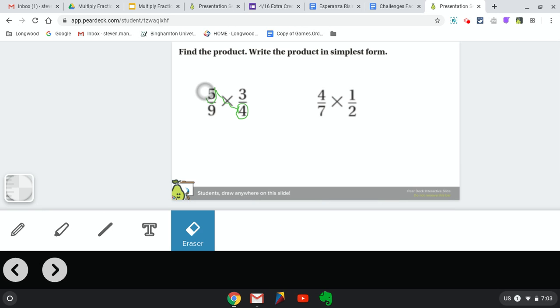As I look at these two, there's nothing that goes into 5 that also goes into 4. Again, the number 1 does, but that will not change our number, which is what we're looking to do. We're looking to make them smaller. Let's look at the other ones.